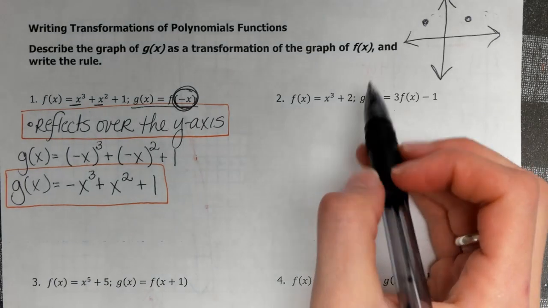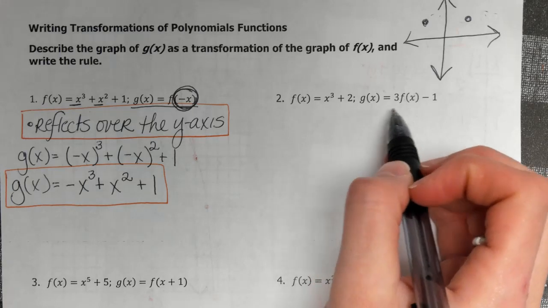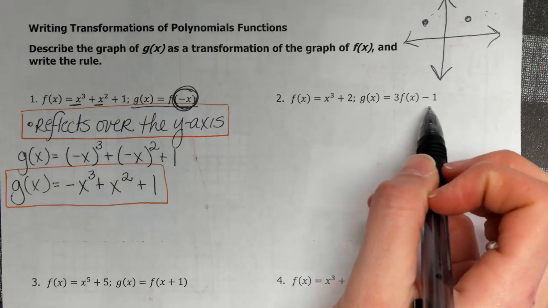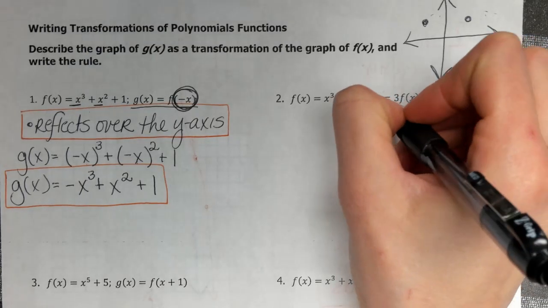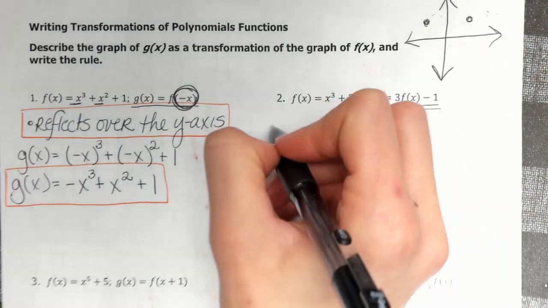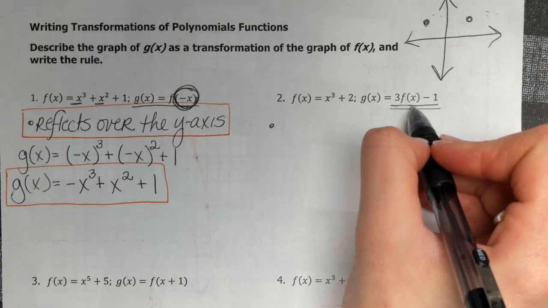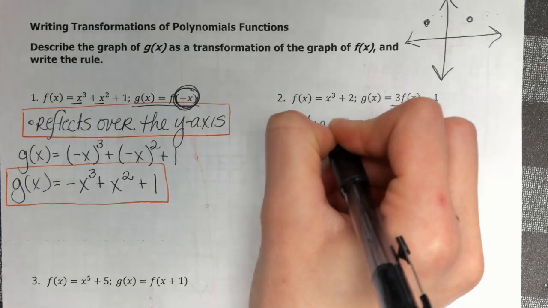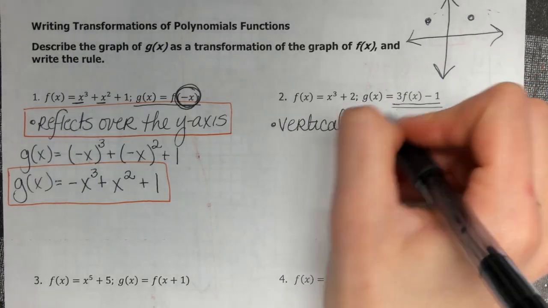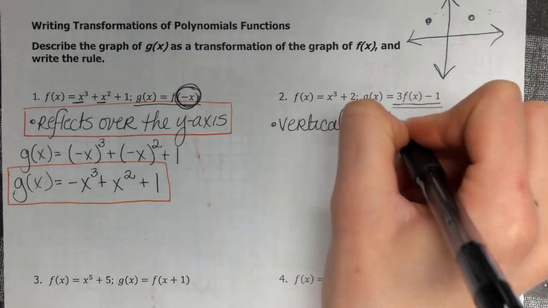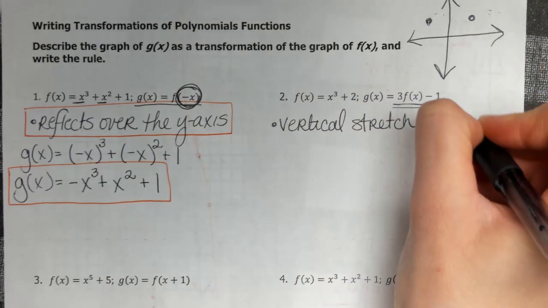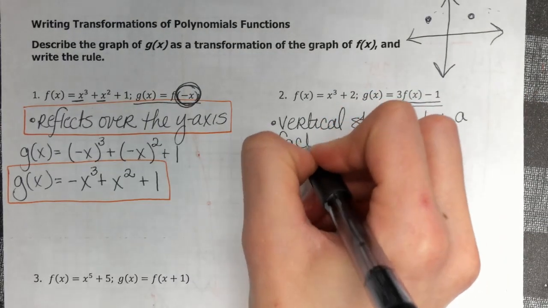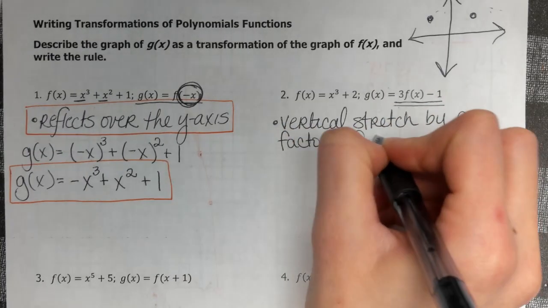Okay, so now I have f of x equals x cubed plus 2, and g of x equals 3 times f of x minus 1. So my transformation rule is right here. That 3 times f of x tells me, is it happening to x or y? It's happening to y. It's not in parentheses. So that would be a vertical. It's greater than 1, so vertical stretch by a factor of 3.